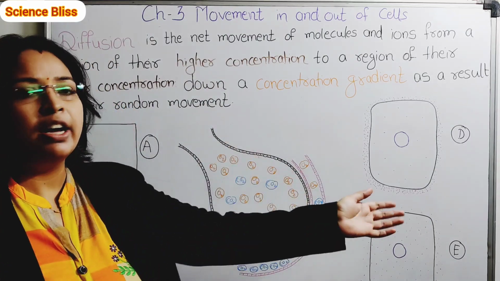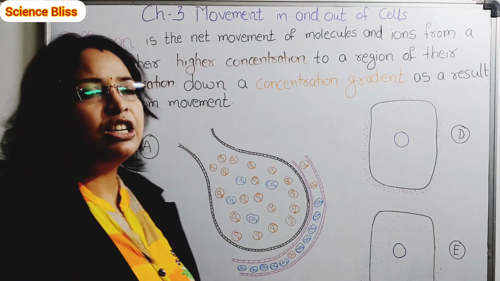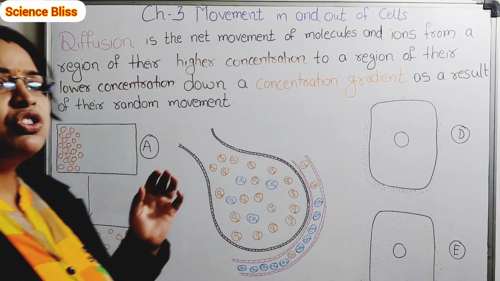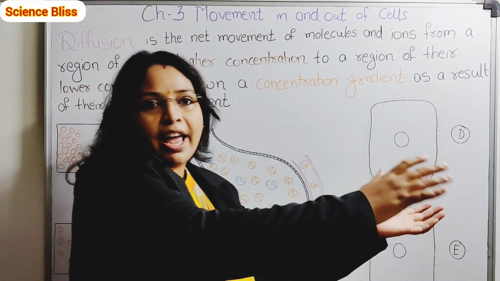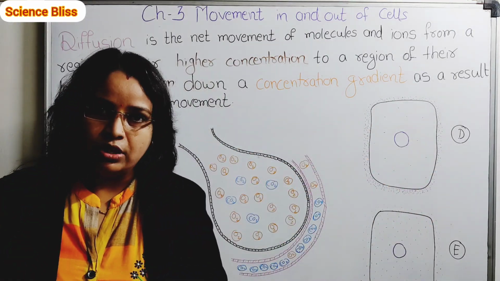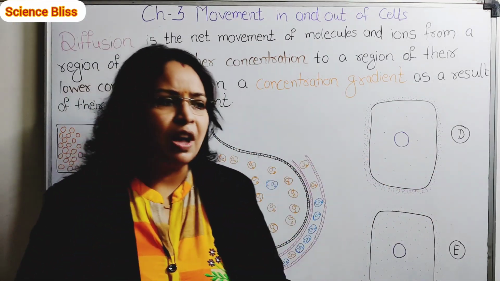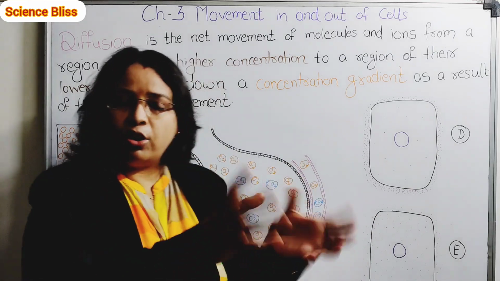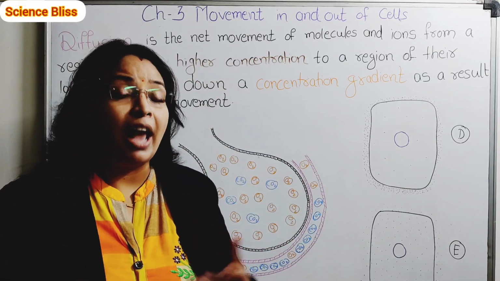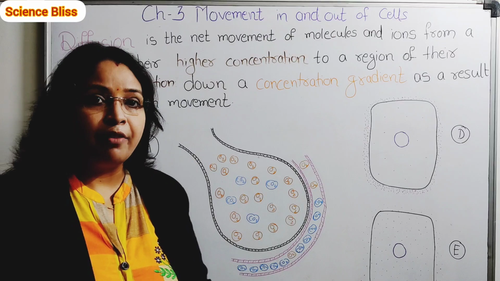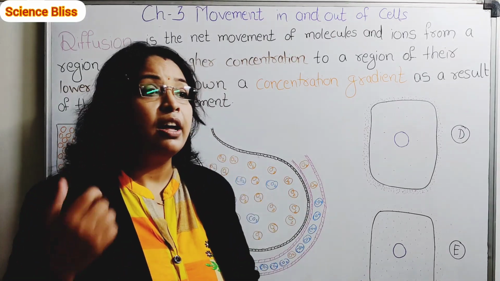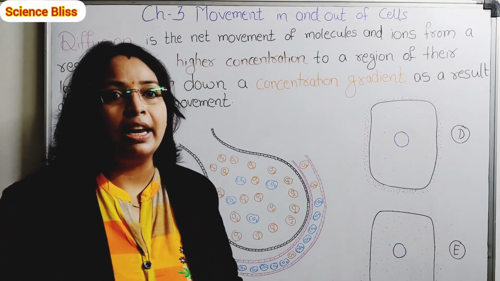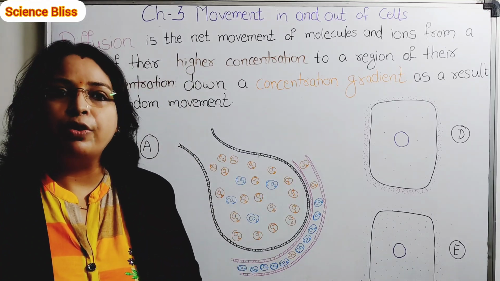So let's have a look at diffusion. What exactly do we mean by diffusion? Diffusion is the net movement of molecules or ions from a higher concentration to a lower concentration. For example, if someone is spraying a perfume in a corner of a room, what will happen to you? Will you be able to smell the fragrance of that perfume even if you are not spraying it? Yes, definitely, and it is because of diffusion.